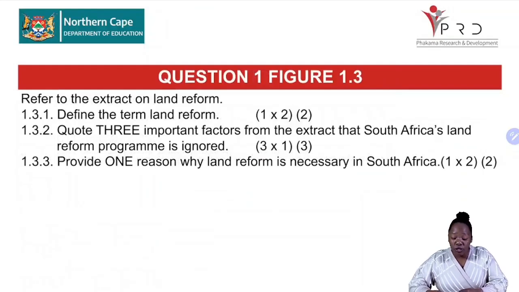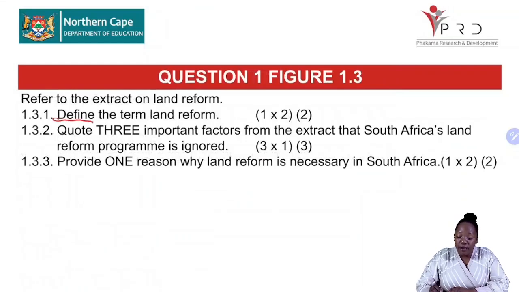Then the second question, you need to quote 3. So you define the land reform. Remember, we said you need to be able to underline the keyword as well as the action verb so that you understand what the question is asking. So the keyword is define, which means you cannot give a one word answer to define what is a land reform.